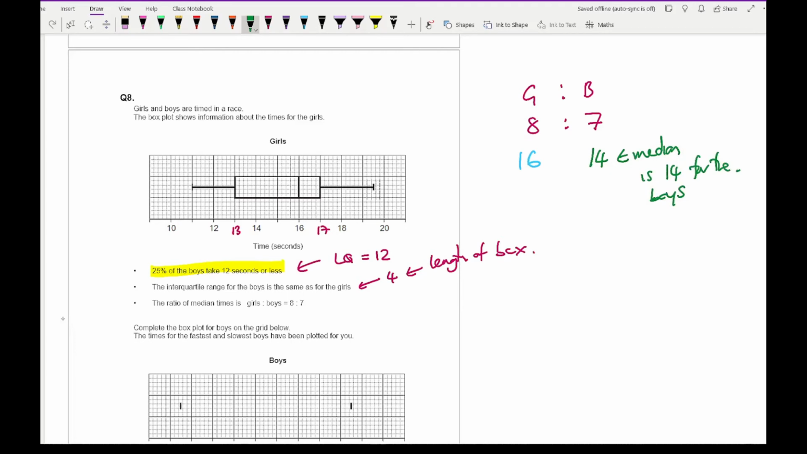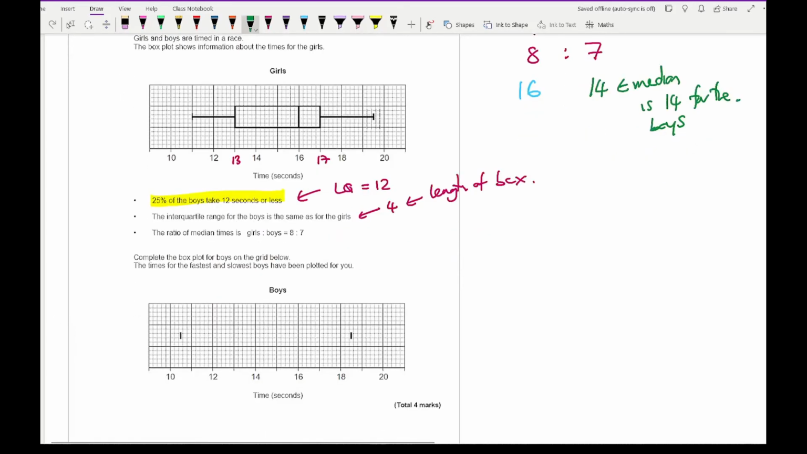So from this, I can then plot my information. So the lower quartile is 12, so I can plot that line there. I know that the median is 14, and I also know that the length of the box should be 4. So adding 4 from 12 goes to 16.